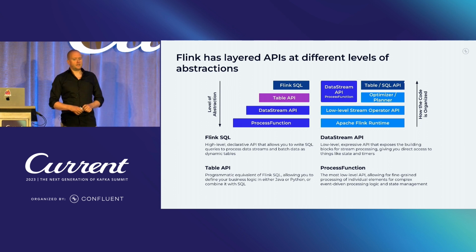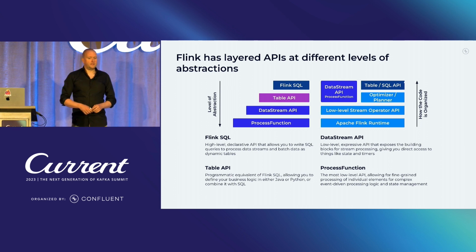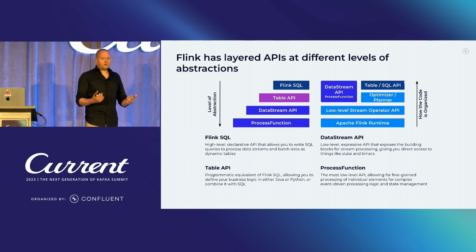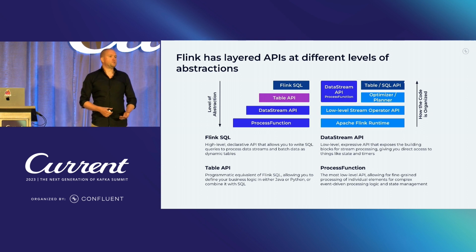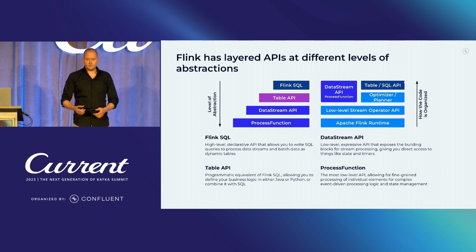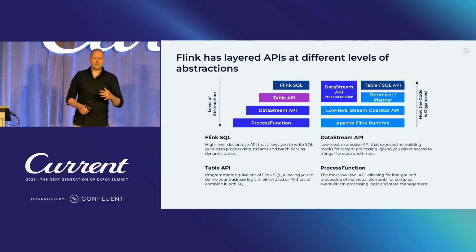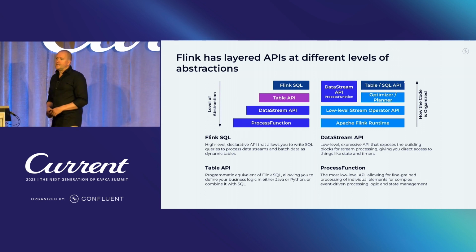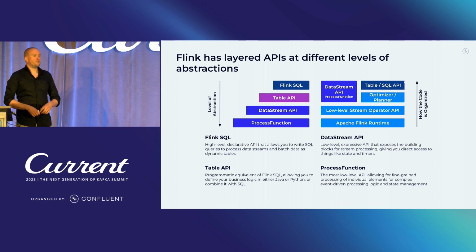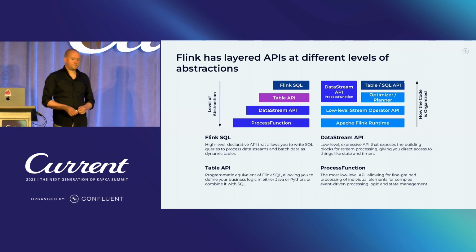One level lower is Flink's DataStream API. It's a low-level imperative API, and it exposes building blocks for stream processing, such as state and timers. And at the lowest level, you have a process function, and that is for fine-grained processing of individual elements.